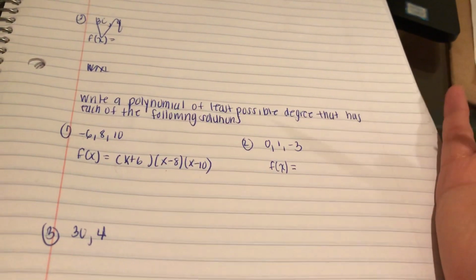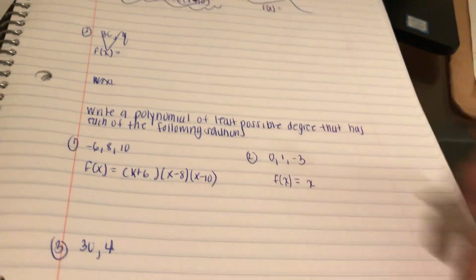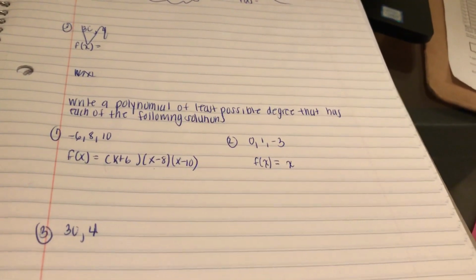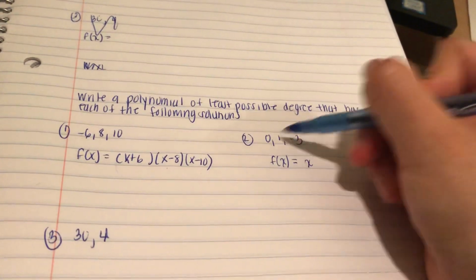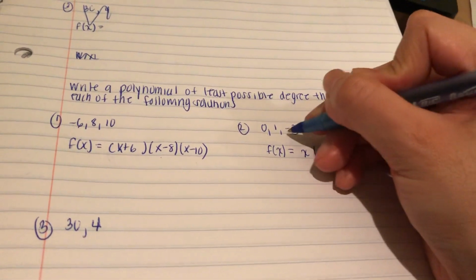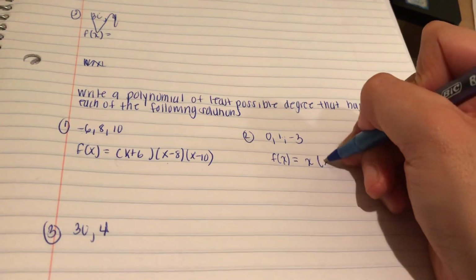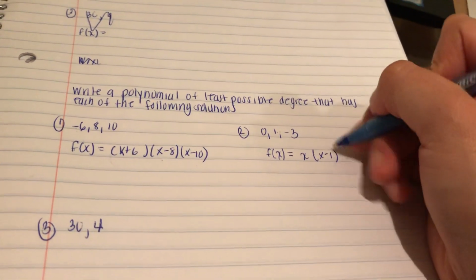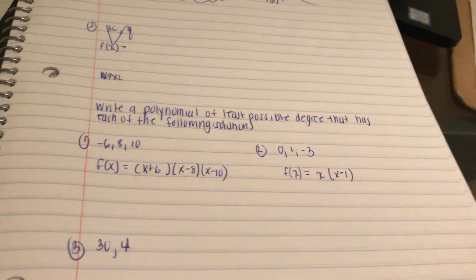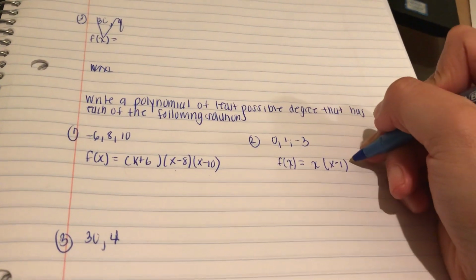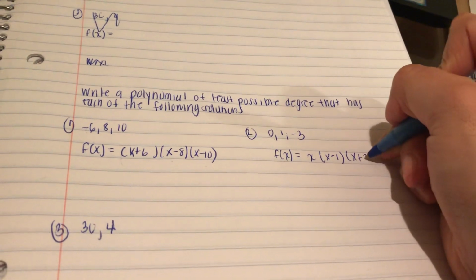So what do you do when you put 0? You just write x, because if you set using the zero product property x equal to 0, you get x equal to 0. So if you have a solution of 0, you just write x. The next factor will be x minus 1, because if you use the zero product property and set x minus 1 equal to 0, then you get a solution at x equals 1. And then the last factor is x plus 3.